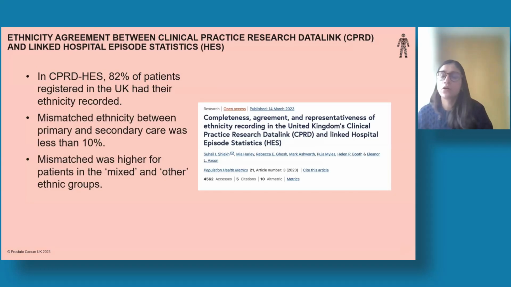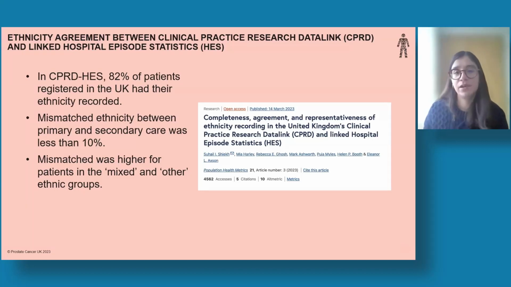Now, although the recording of ethnicity data has increased, agreement between primary care and secondary care varies. For example, this is a study that looked at data completeness and agreement between the CPRD, a primary care data set, and Hospital Episode Statistics. In this study, it was found that 82% of patients registered in the UK had their ethnicity recorded. However, there was mismatched ethnicity between primary and secondary care, and although it was low in general, the mismatching was higher in patients from the mixed and other ethnic groups. What this means is that patients from ethnic minority groups are a bit more prone to having their ethnicity mismatched.